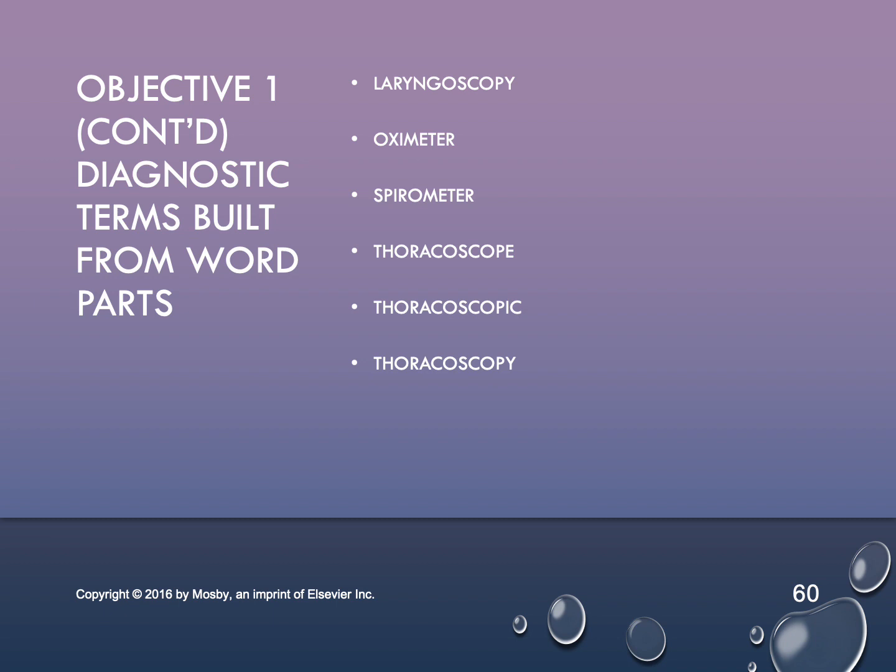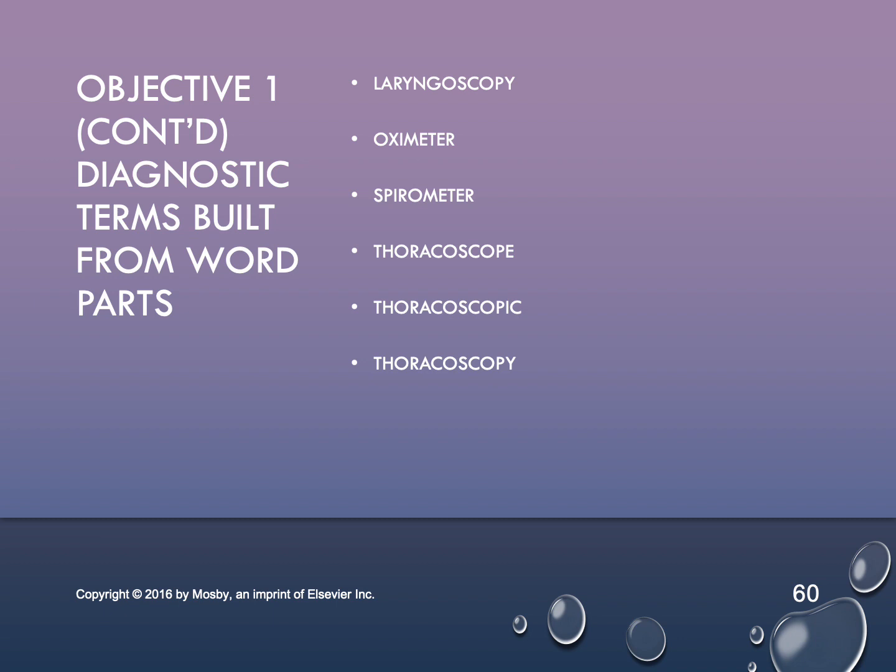Oximeter, what do you think that measures? That is going to measure the oxygen, right? Remember, scope, scopic, and scopy each have the word root scope embedded into them. So scope creates nouns such as thoracoscope or laryngoscope or pharyngoscope. And scopy creates nouns such as thoracoscopy or laryngoscopy or pharyngoscopy.